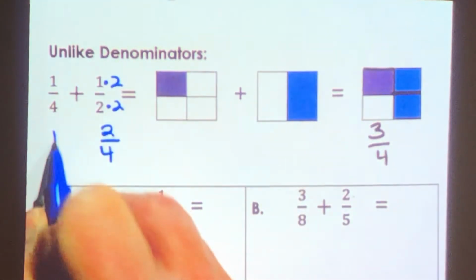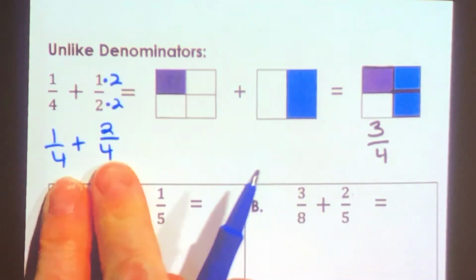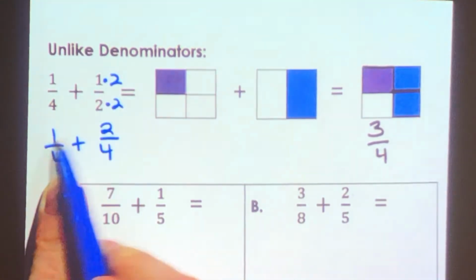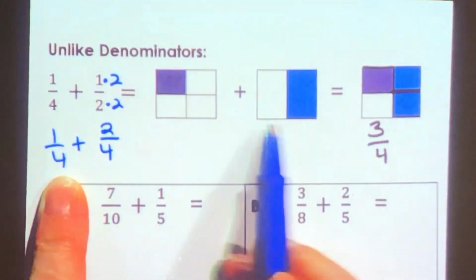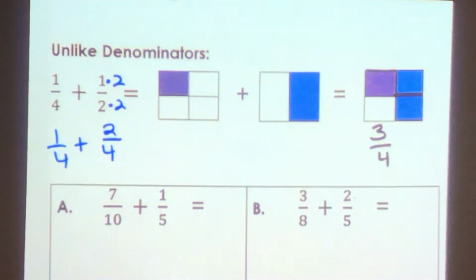So I could really look at this problem as 1/4 plus 2/4. And we saw above that if I'm adding the same denominator, I can just add the pieces that I have. 1 plus 2 is 3, and my denominator stays the same. So I would recommend that you use the strategies that we used in lesson 3 to change your fractions to have common denominators, and then all you have to do is add your numerators and bring over your denominator.